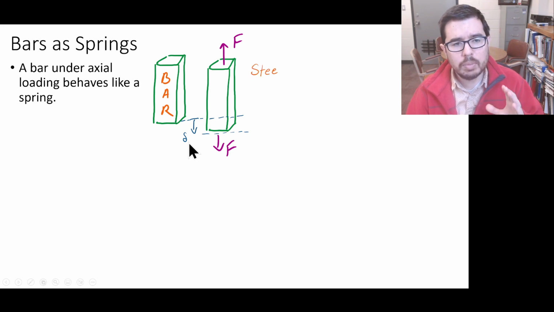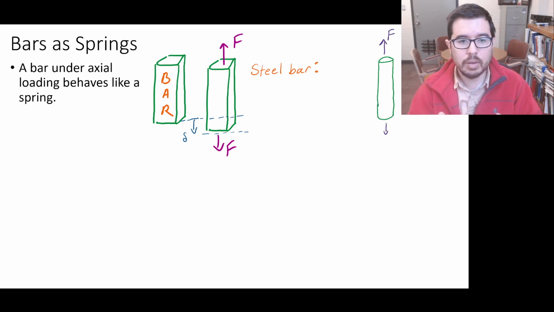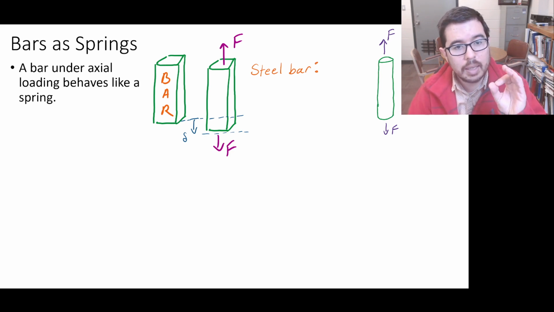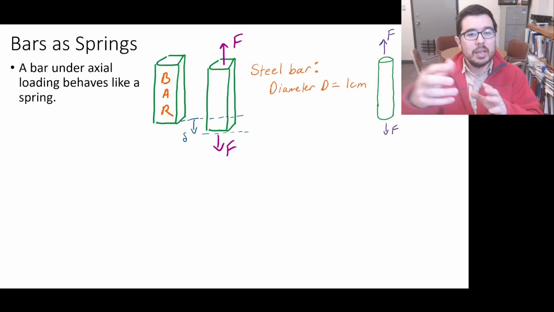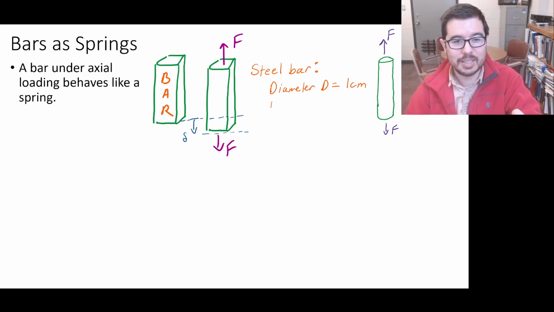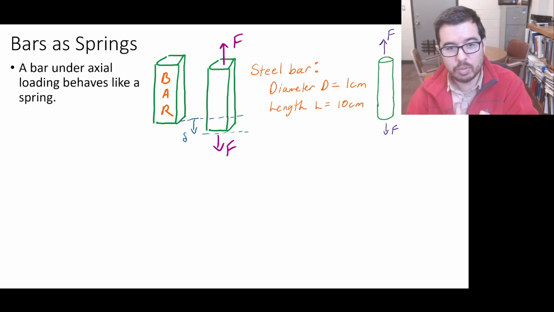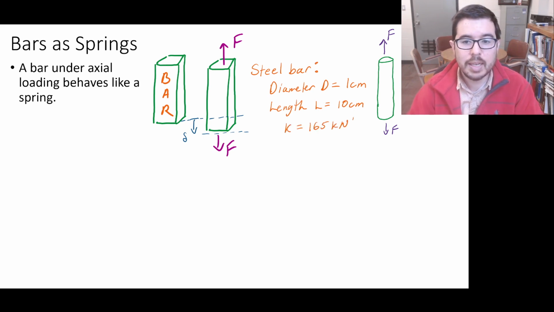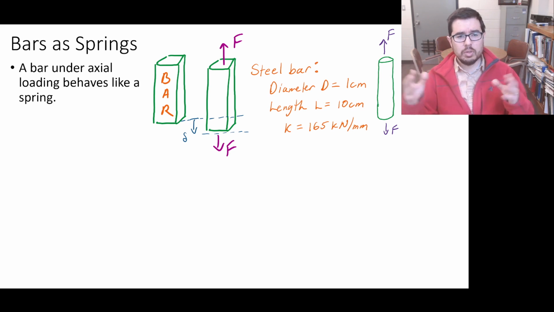Now, like I mentioned previously, it's not a very hard equation actually, to describe the stiffness of a bar. But for now, we're just going to take it as a given. I'm handing you a bar and I'm handing you this spring constant for it, okay? So this bar has a diameter of 1 centimeter, a length of 10 centimeters, and the spring constant is 165 kilonewtons per millimeter.